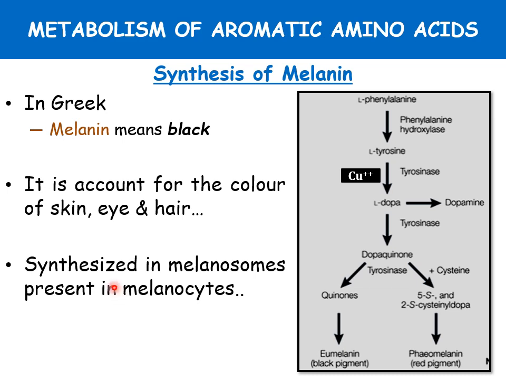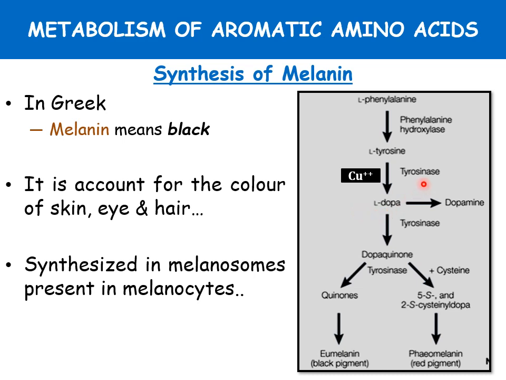Now, the second product derived from the aromatic amino acid is melanin. We know melanin is a black skin pigment, in which tyrosine gets converted into Dopa with the help of tyrosinase, and it requires copper as a coenzyme. Previously, in catecholamine formation, tyrosine gets converted into Dopa with the help of another enzyme, tyrosine hydroxylase. Here, the same reaction is carried out by the tyrosinase enzyme, and that requires copper.